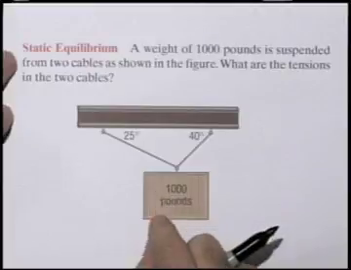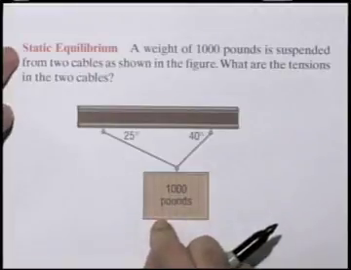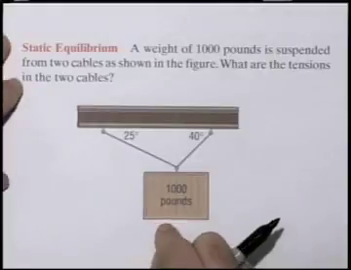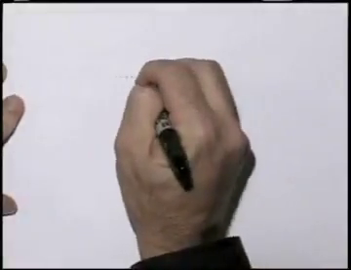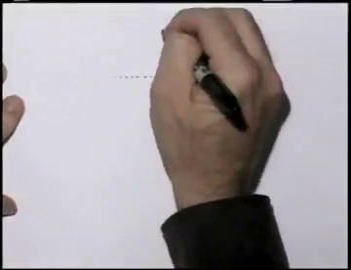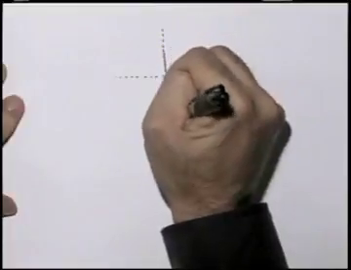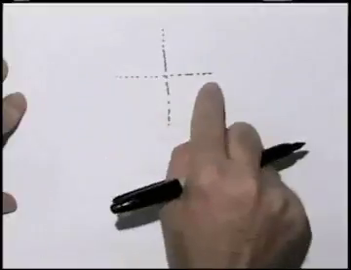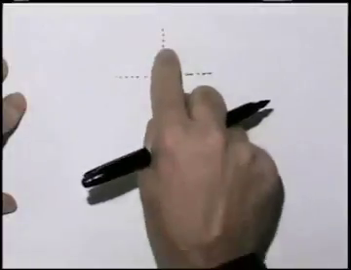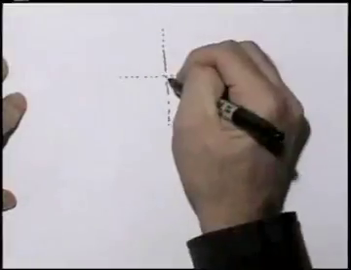We need to understand that when an object is in static equilibrium, the sum of the forces acting upon the object has got to equal 0. So, to draw our force diagram, I'm going to draw a dashed line like so to represent a point of reference. This horizontal dashed line represents horizontal movement, and the vertical dashed line represents vertical movement.